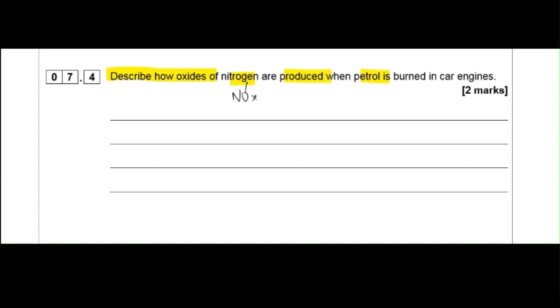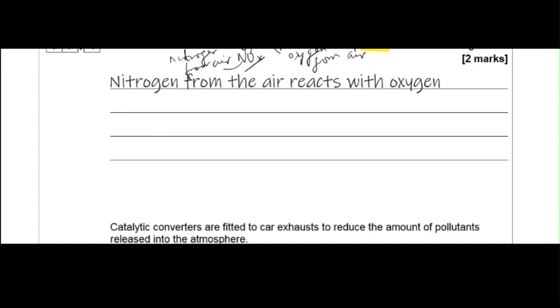Now, this is about nitrogen and oxygen from the air combining together to form oxides of nitrogen, NOx we sometimes call them. So we know the oxygen comes from the air, and we know that oxygen reacts with most things. Now, nitrogen also comes from the air. Normally nitrogen wouldn't react with oxygen, but in the piston of the engine the temperature is so high that the nitrogen combines with the oxygen. So in order to get 2 marks, 1 mark for saying nitrogen from the air reacts with oxygen, and the 2nd mark for saying at a very high temperature.